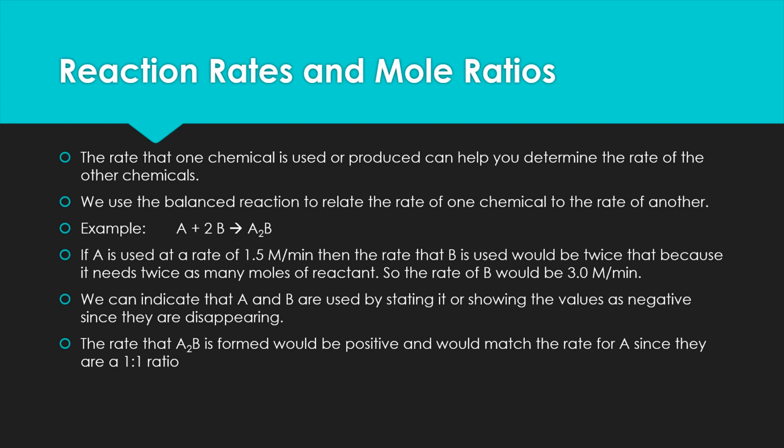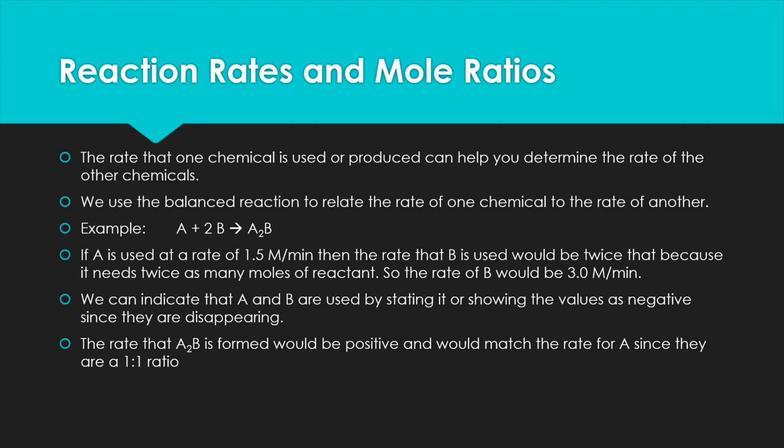We can indicate that A and B are being used by stating it, or we can also show the values as being negative since they are disappearing or being used up. Their amount is decreasing. So if you see a negative rate, you know it's indicating a reactant, or it says the chemical is being used in the reaction. So those are two ways we can indicate that.